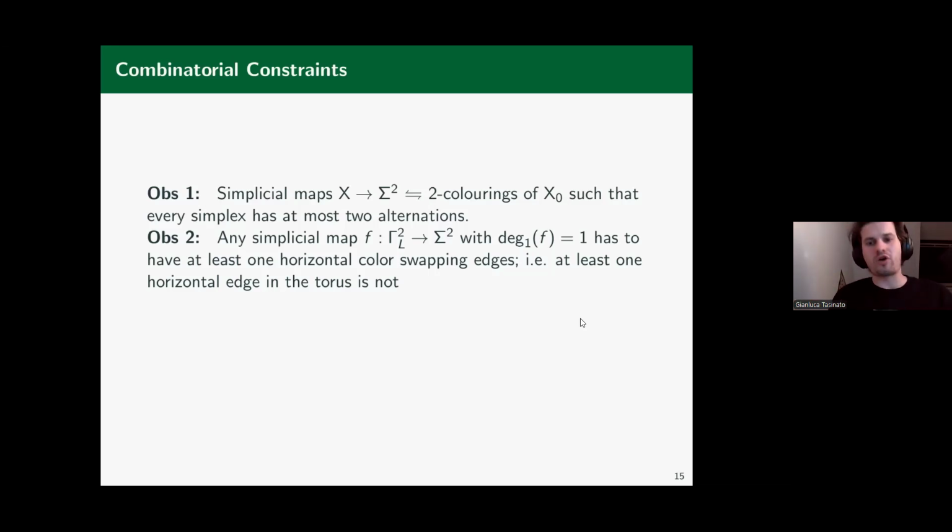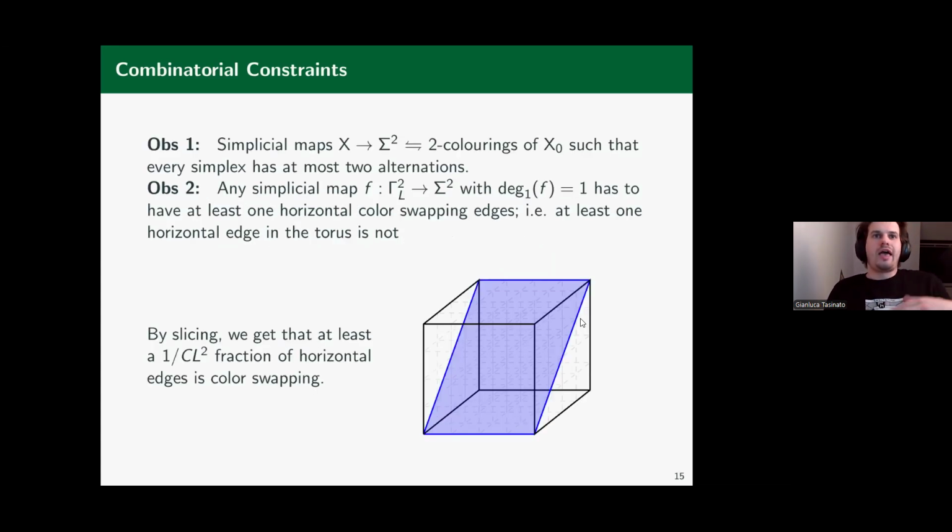It means that if one coordinate of this torus, the first coordinate let's say, is interesting and has some influence on the outcome, then it cannot be constant along this horizontal line. You cannot have only monochrome edges along it. So that means that at least one edge out of all possible L squared edges is color swapping. That means roughly 1 over L squared of the edges are color swapping.